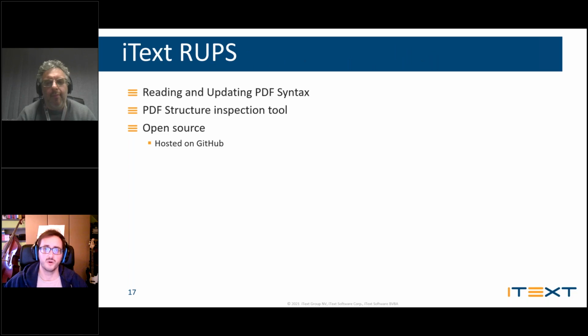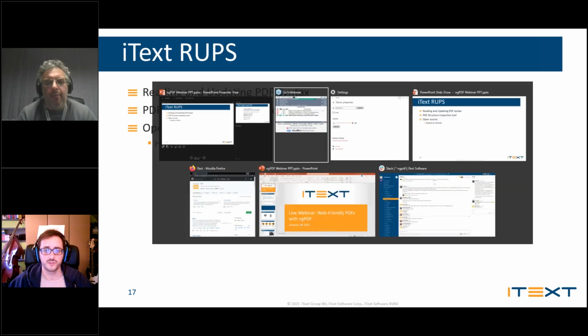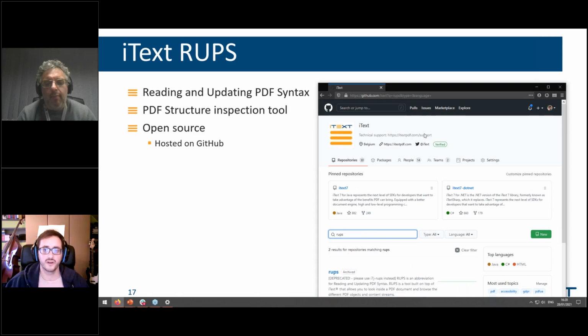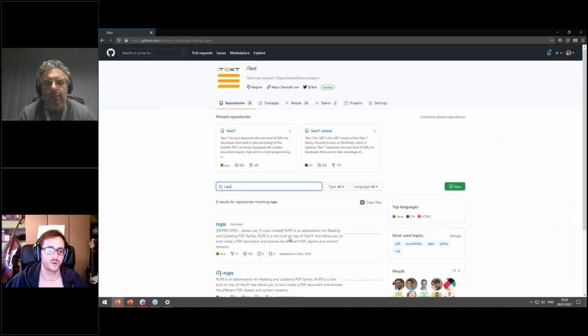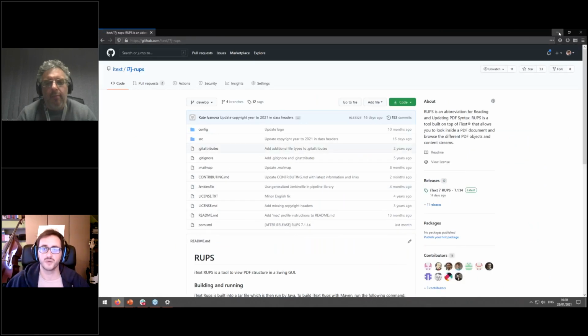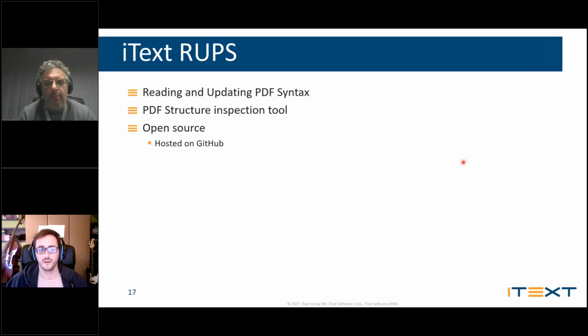RUPS is an acronym, or a backronym actually, that stands for Reading and Updating PDF Syntax. It is a freely available tool which is available through our GitHub repo. So we have a repo, organization iText to put it better, and you can just search for RUPS here. Then you'll find 2 results. One is the deprecated iText 5 RUPS, then you have the iText 7 RUPS. So feel free to check that out, download it, and inspect some PDF files.